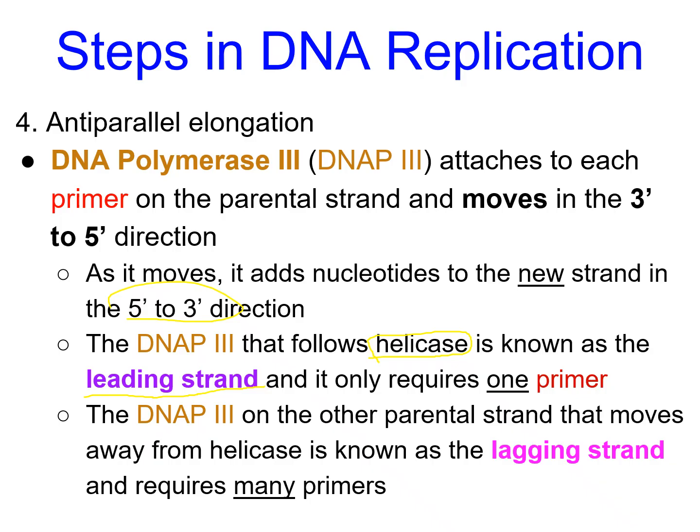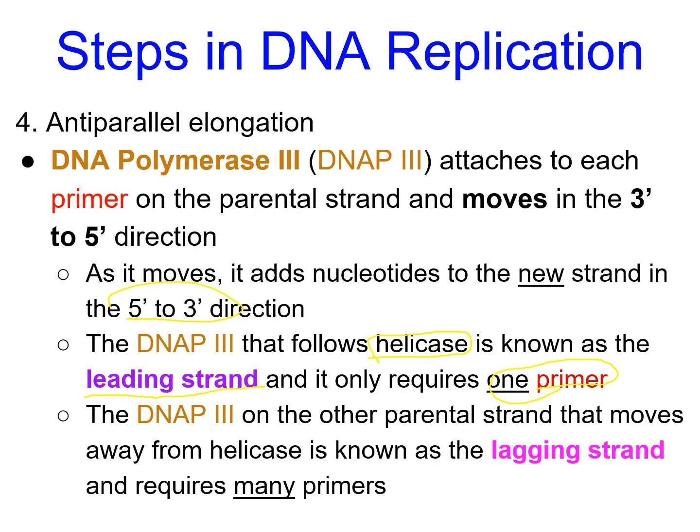It only requires that first primer, so that one primer is the only primer that is needed in order for that DNA polymerase 3 to go ahead and start building. This strand is known as the leading strand. Leading strands build continuously. They don't stop until it's time to terminate, and they only require one primer, and they're always going to be going in the same direction as the helicase.